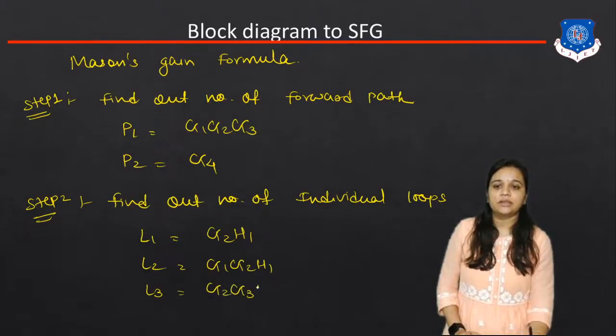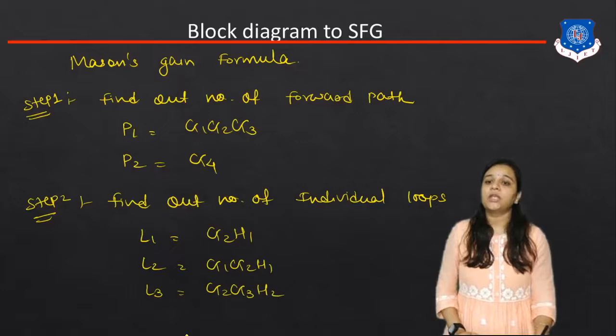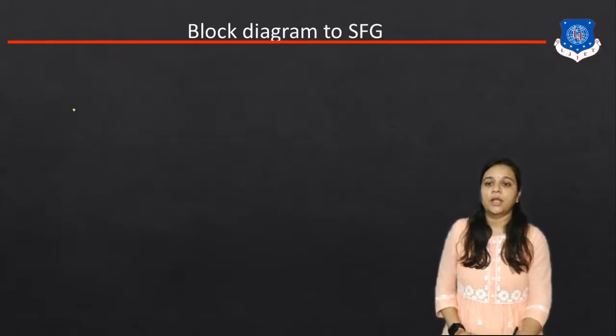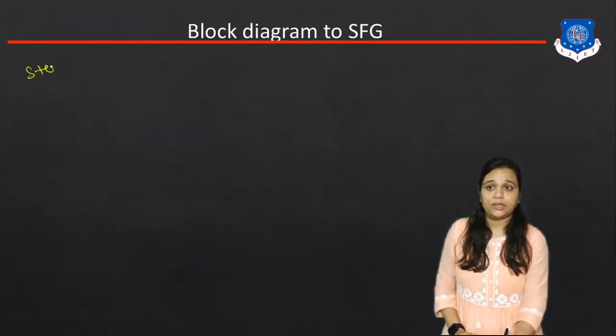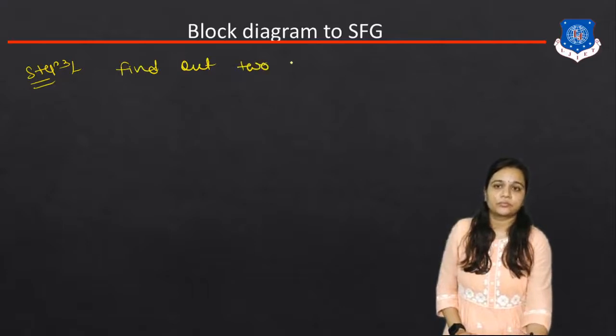G2, G3 and H2. The fourth loop, is there or not? So there is no fourth loop available. So we have 3 individual loops. Now in step number 3, find out 2 non-touching loops.